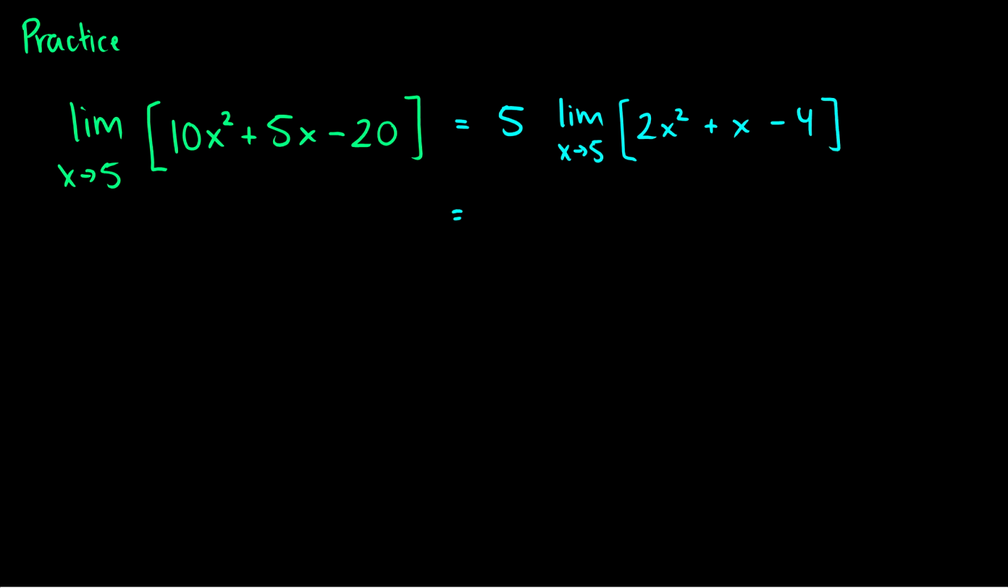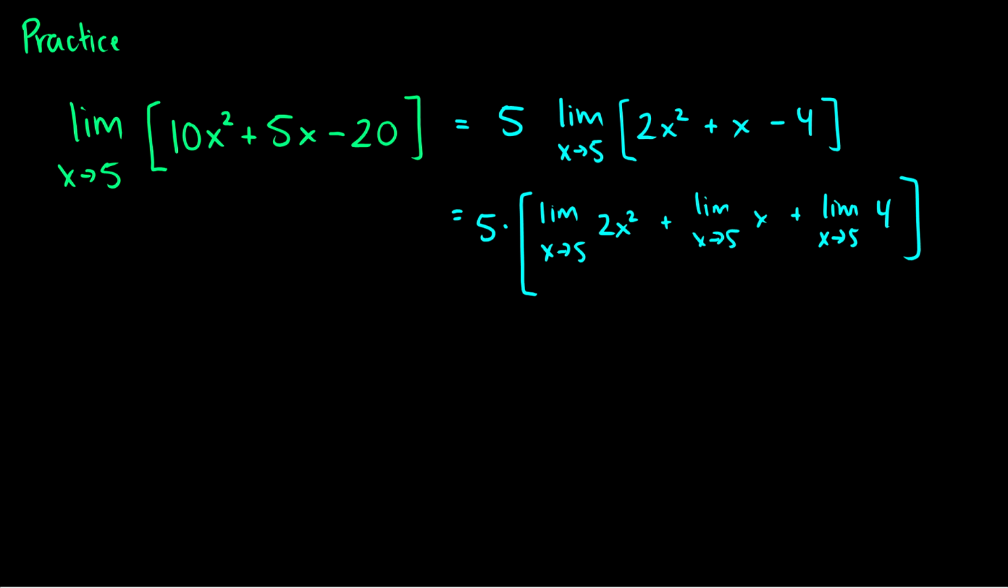Okay, the next thing I can do is take all of these limits individually instead. So I can do it 5 times, and then this will be the limit as x approaches 5 of 2x squared plus the limit as x approaches 5 of x plus the limit as x approaches 5 of 4.